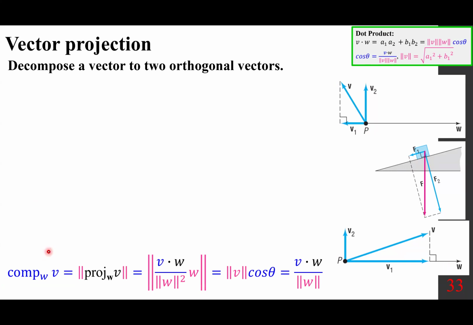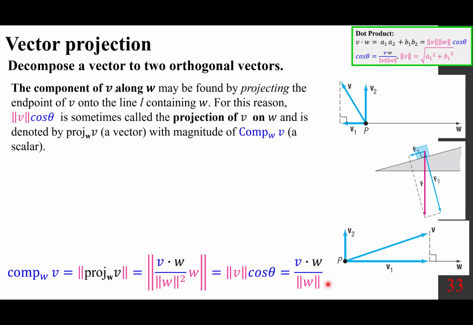So the component of V projected onto W is V dot W divided by the magnitude of W, or the magnitude of V times cosine theta, or simply V dot W over the magnitude of W. That's the idea. So let's read. The component of V along W may be found by projecting the end point of V onto the line L containing W.